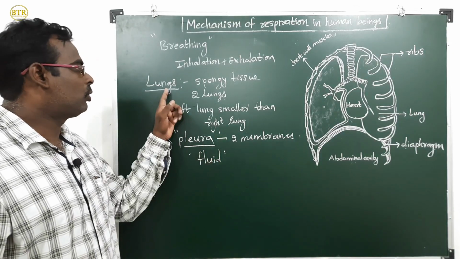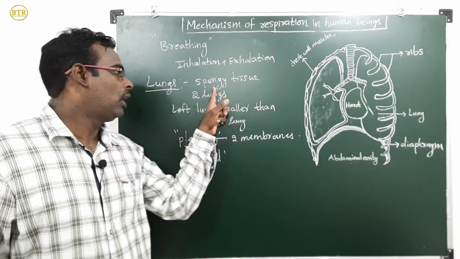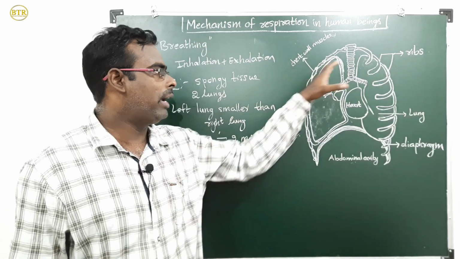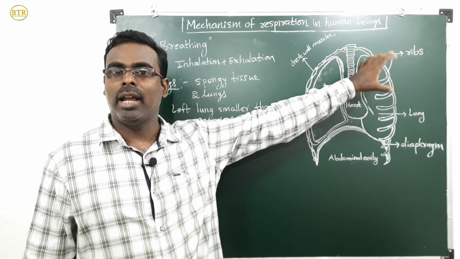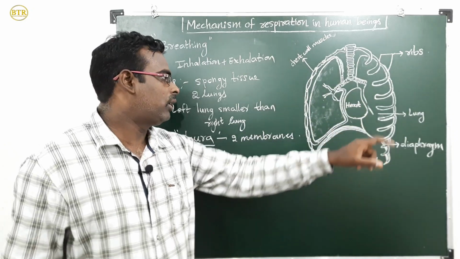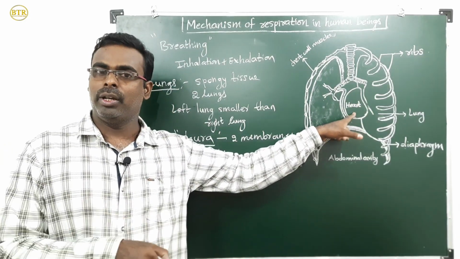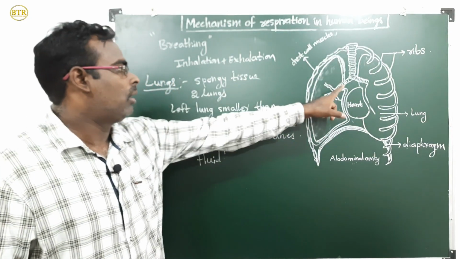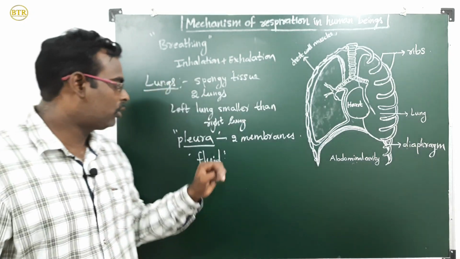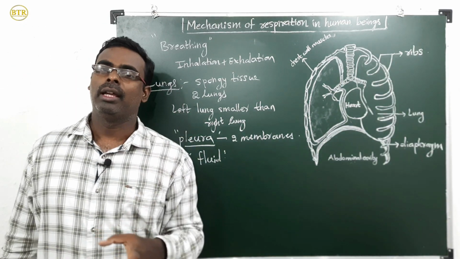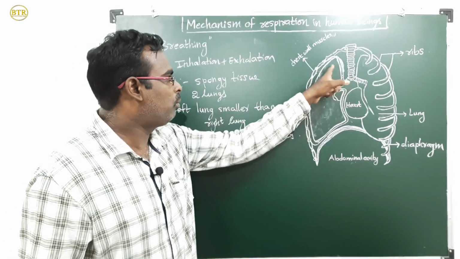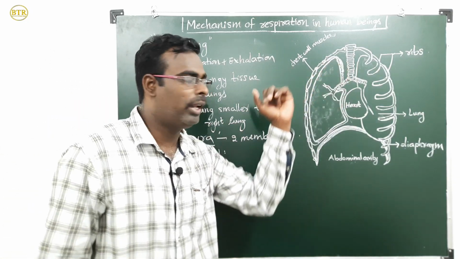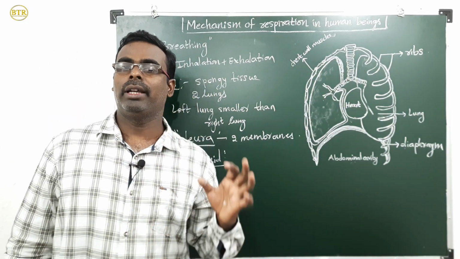So this is about the lungs. Lungs are made up of spongy tissue and we have two lungs, one on the right side and one on the left side. The left lung is slightly smaller than the right lung because, to give space for the heart, the left lung is slightly smaller. Next, lungs are covered by two membranes, which together are called pleura. In between the pleural membranes, a liquid is present. That fluid will protect the lungs from injuries.